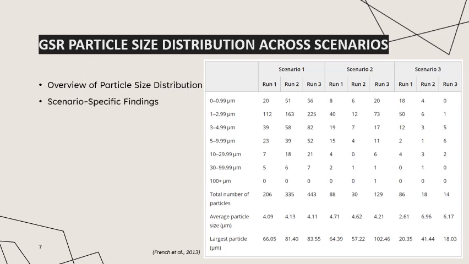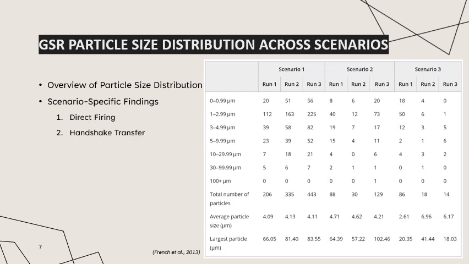So, scenario-specific findings. In scenario 1, with the direct firing, predominantly smaller particles were found, with a modal class being 1 to 2.99 micrometers. This scenario also recorded the largest particles among the 3 scenarios, emphasizing this is the primary deposition directly from firing, which makes sense. That's where all that gunshot residue is coming from.